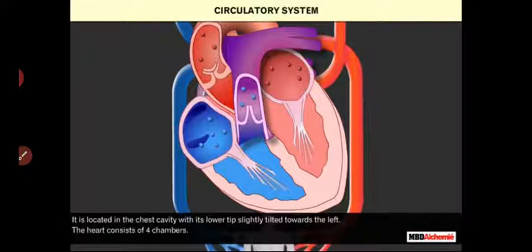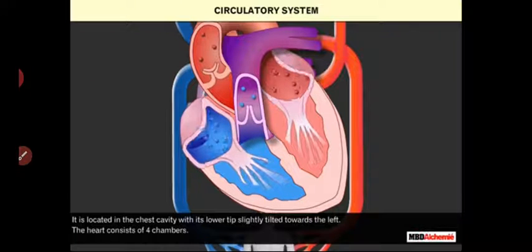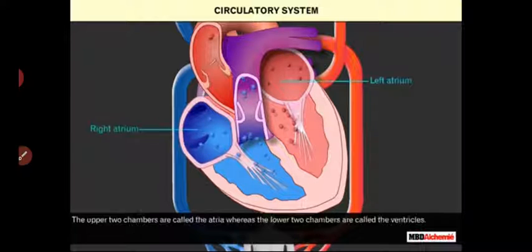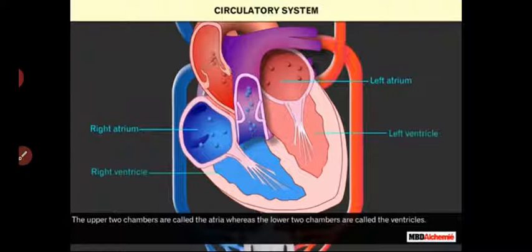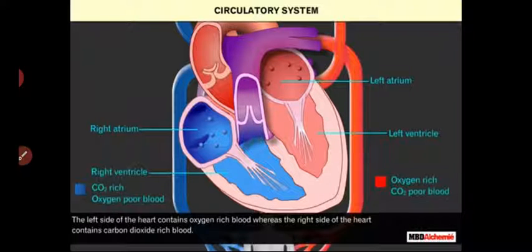The heart is a muscular pumping organ of the body that pumps blood to all parts of the body through blood vessels. It is located in the chest cavity with its lower tip slightly tilted towards the left. The heart consists of four chambers. The upper two chambers are called atria, whereas the lower two chambers are called ventricles.